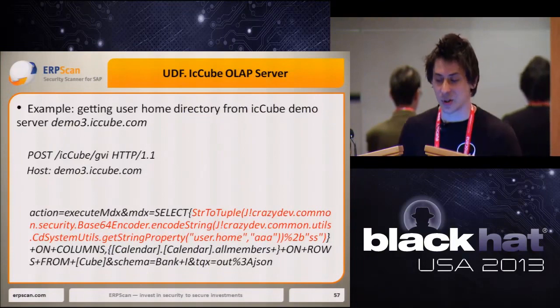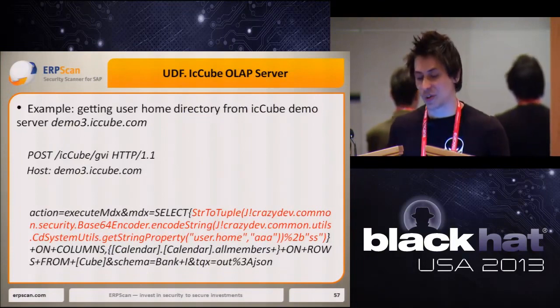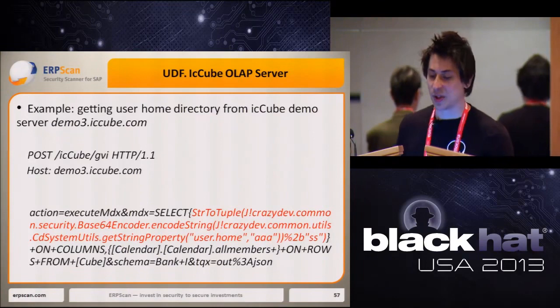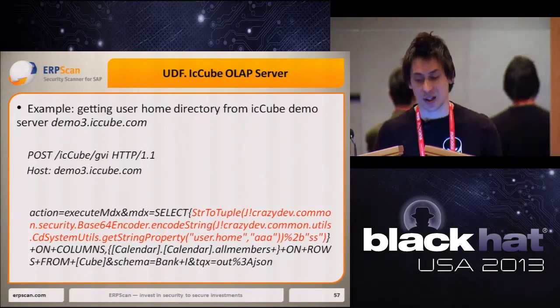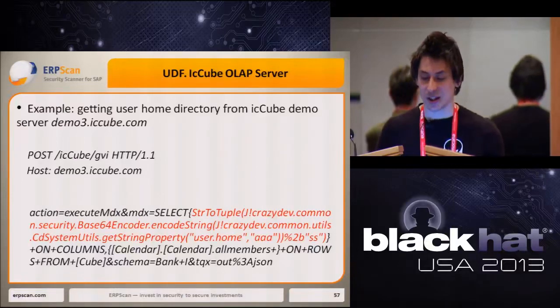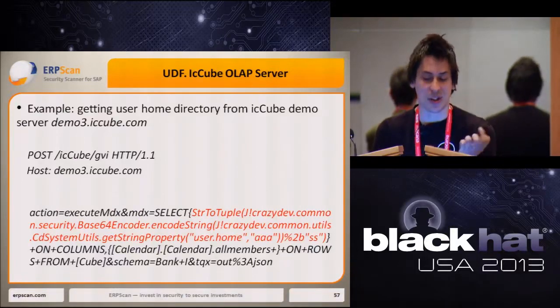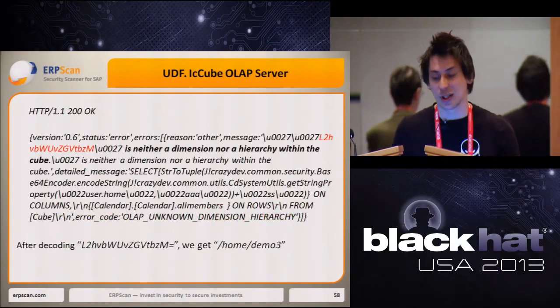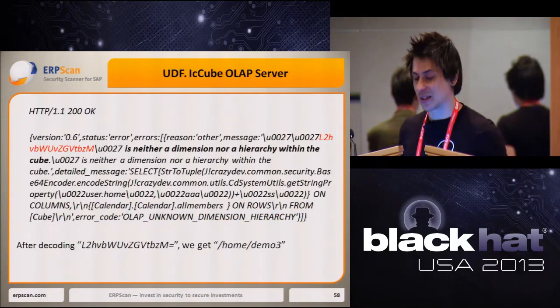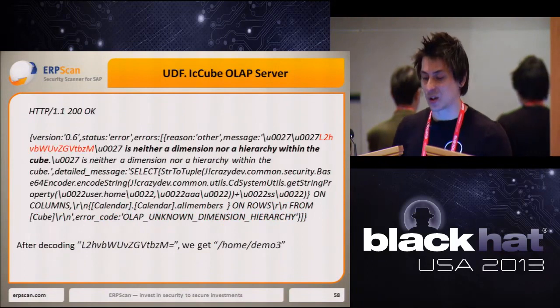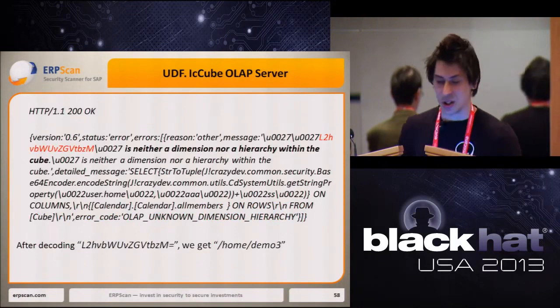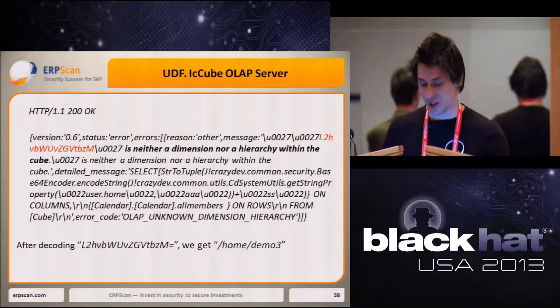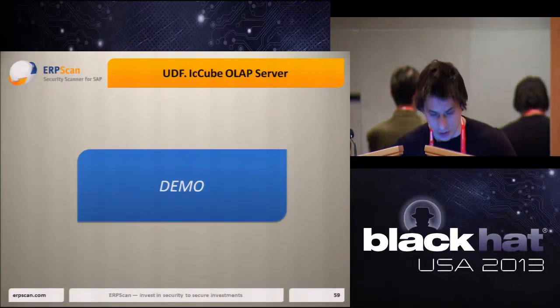For example, we can try to retrieve the user home directory where the official ICQ demo server is launched from. We will use for that the methods encode string and get string properties from the crazydev jar file, which still work. And again, we got the same error with a base64 string, and after decoding it, we get the necessary information about the user home directory, /home/demo3. Now I'll show you a small demo.